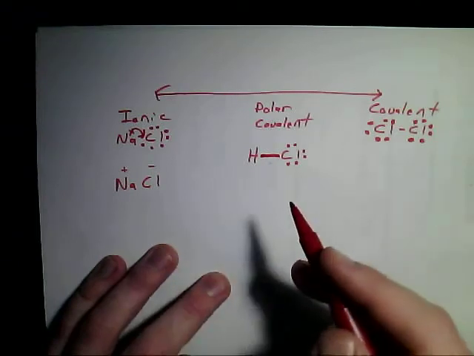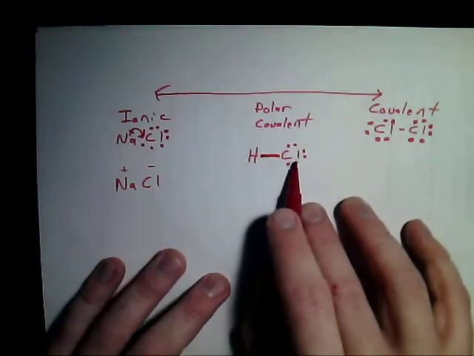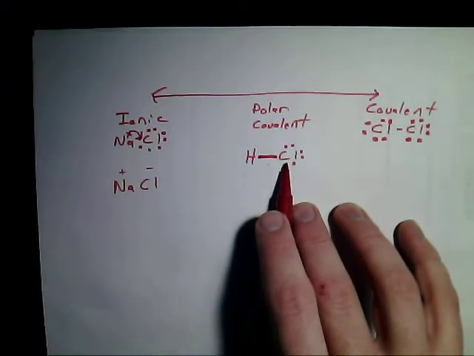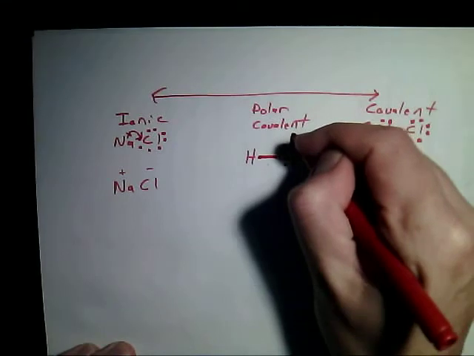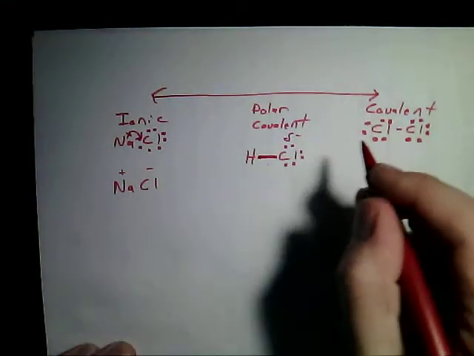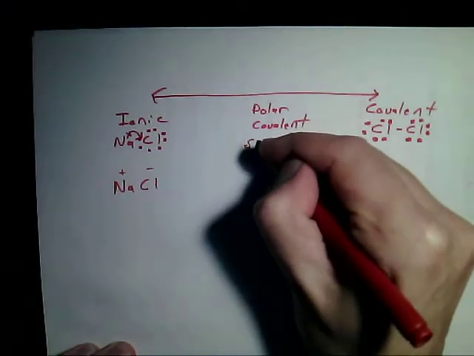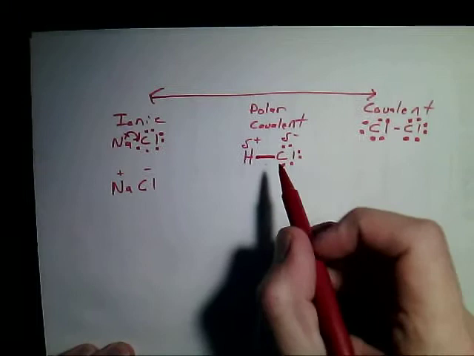So what happens, since electrons are negative and chlorine is hogging the electrons, they spend more time with chlorine. Chlorine develops what we call a partially negative charge, which gets this funny little symbol and a negative sign. And hydrogen develops what's called a partially positive charge, so this funny little symbol and then a positive sign.